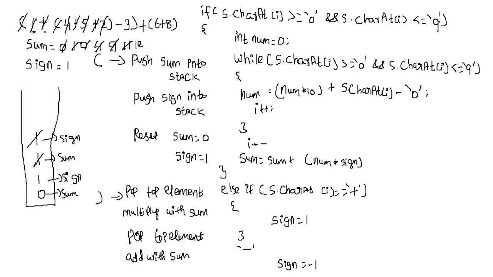So on the top of the stack, first I have the sign value. That sign value should be multiplied to sum. And the next sum value should be added to sum. This is the reason why we are doing these two operations whenever we are getting a closing bracket.